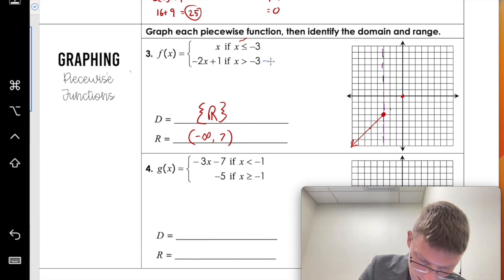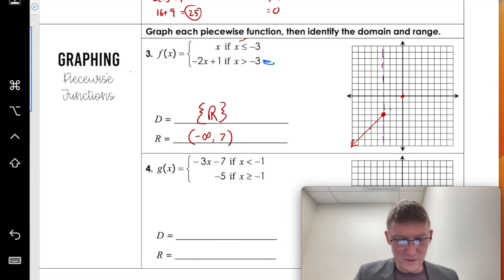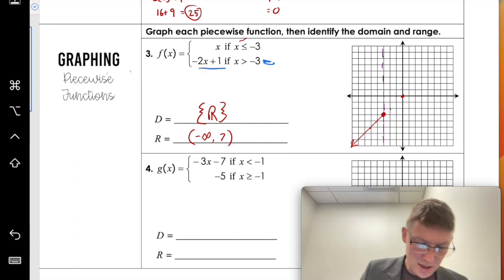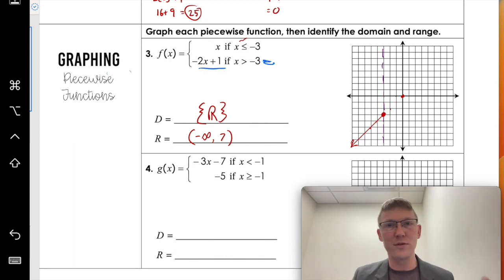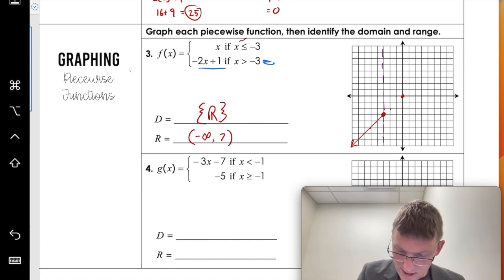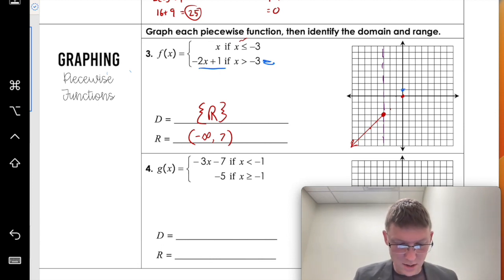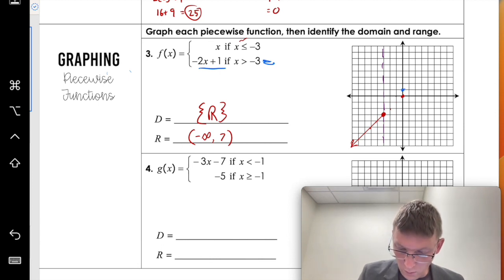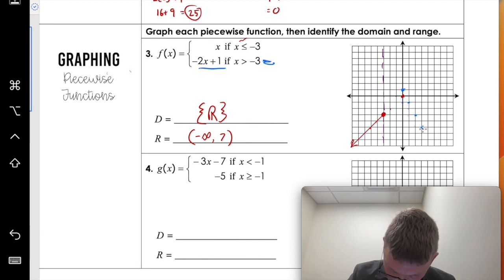Now this one we'll do in blue. This is for x is greater than -3, and this is our equation, which is basically y equals -2x plus 1. So our y-intercept is going to be at 1, and then our slope is down 2 over 1. So I'm going to go down 2 over 1, down 2 over 1, down 2 over 1. And then we're just going to connect these dots.